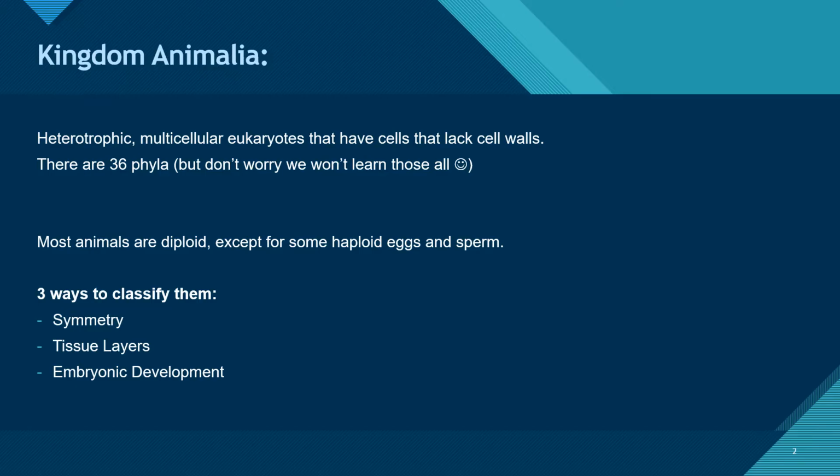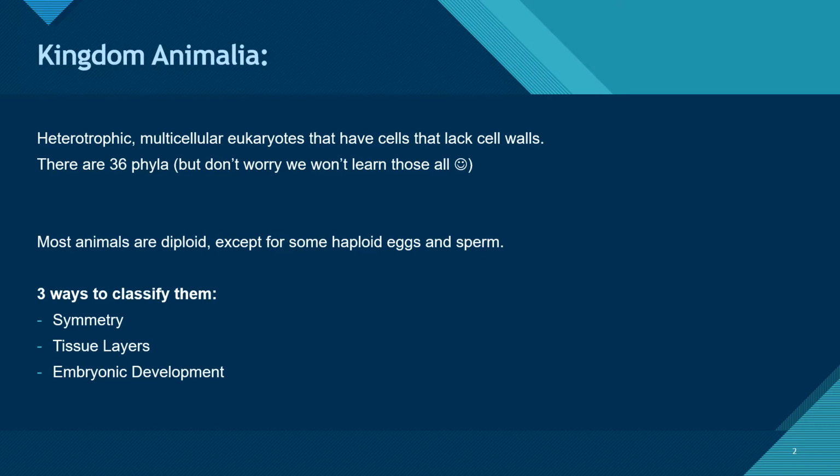So Kingdom Animalia. They're heterotrophic, multicellular eukaryotes that have cells that lack cell walls. And there's 36 phyla, but don't worry, we won't learn all of those. We'll just understand and know the main ones. Most of the animals are diploid, except for some that are haploid eggs, and then of course the sperm.